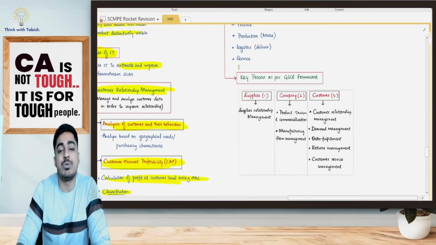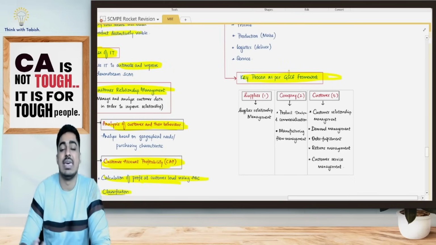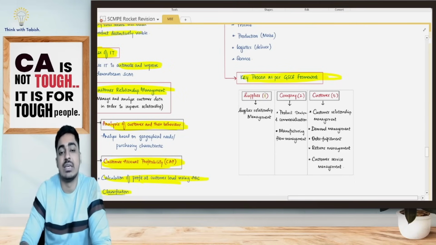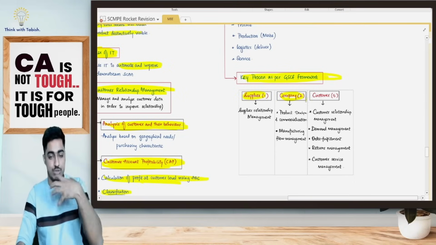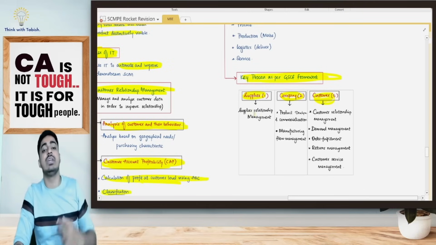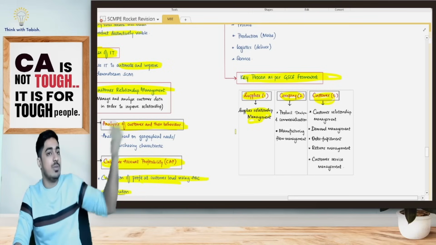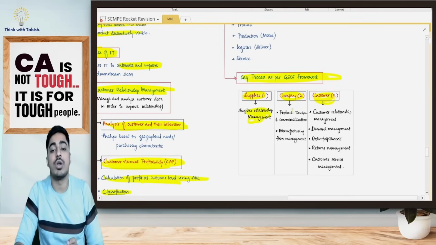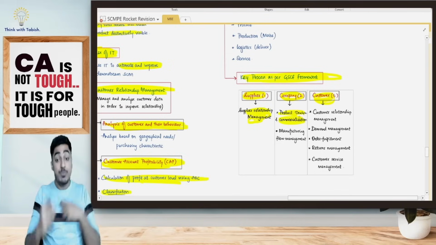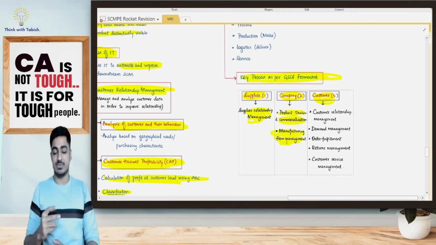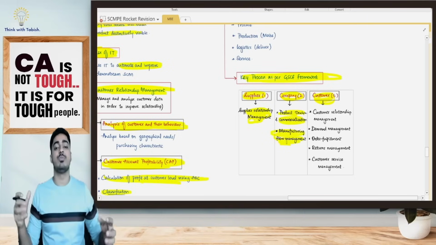Finally, we have key processes as per GSCF, the Global Supply Chain Forum Framework. Whatever the 8 points are, I've bifurcated them into what I should do with my supplier, what I should be doing as a company, and what I should be doing with my customer. Firstly, with my supplier, maintain a good relationship so that you get proper quality raw materials. Once you've got the raw material, product development and commercialization: come up with a new product. Manufacturing flow management: ensure that the manufacturing is in a proper flow.